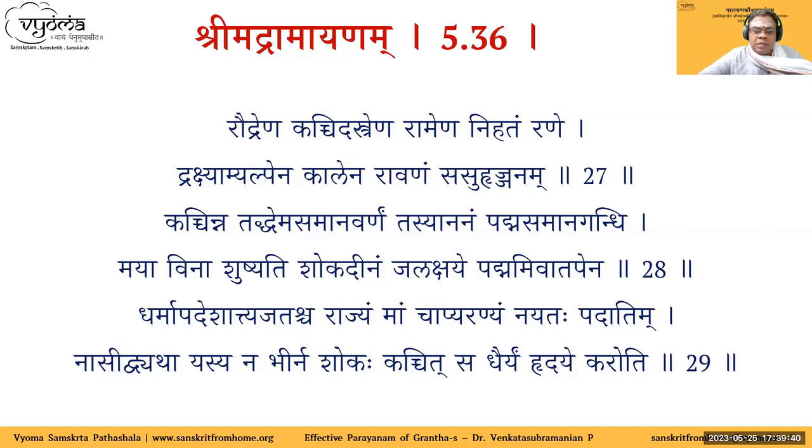Kachit tadhema samana varnam tasyananam padma samana gandhi maya vina shushyati shokadinam. So I am stopping at a place where this may have 11 letters in one pada. So 22 letters in one line. So you should know the number of letters and you should stop in between in pada. In some bigger shlokas, you should know where to stop. That is what Chanda Shastra will define.